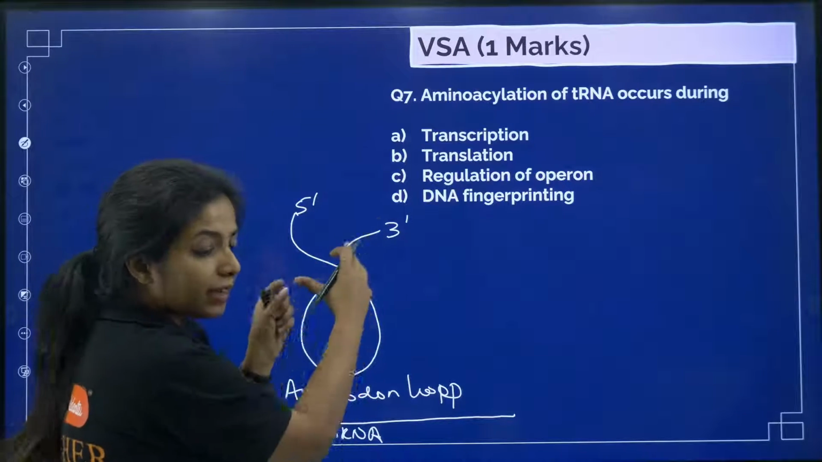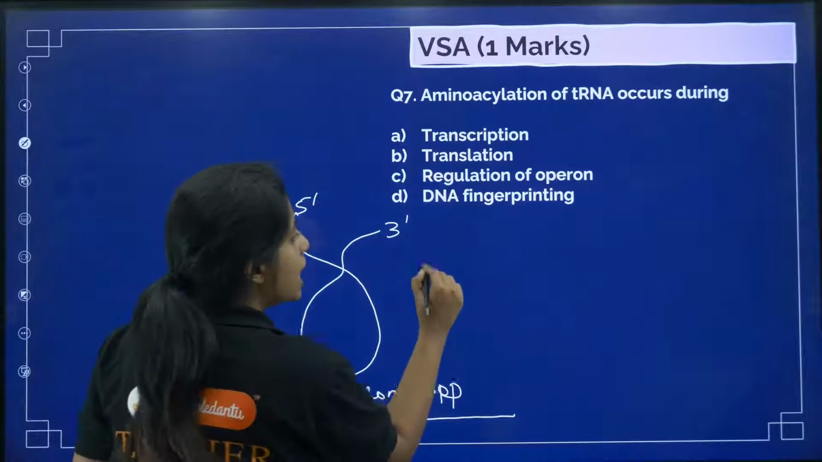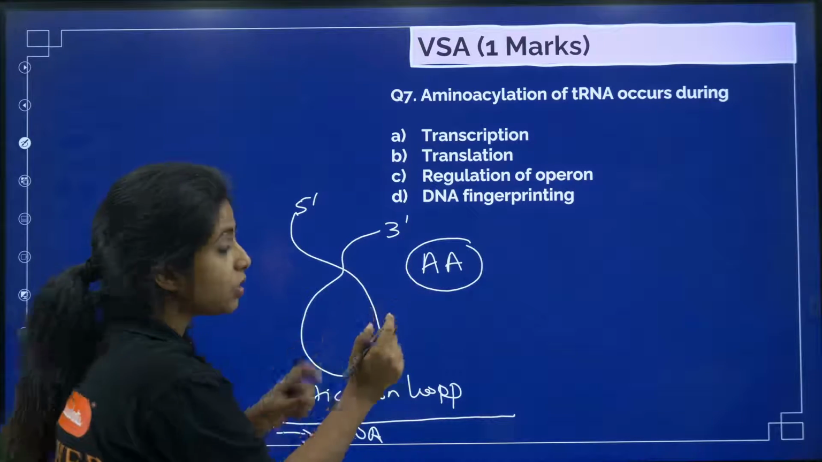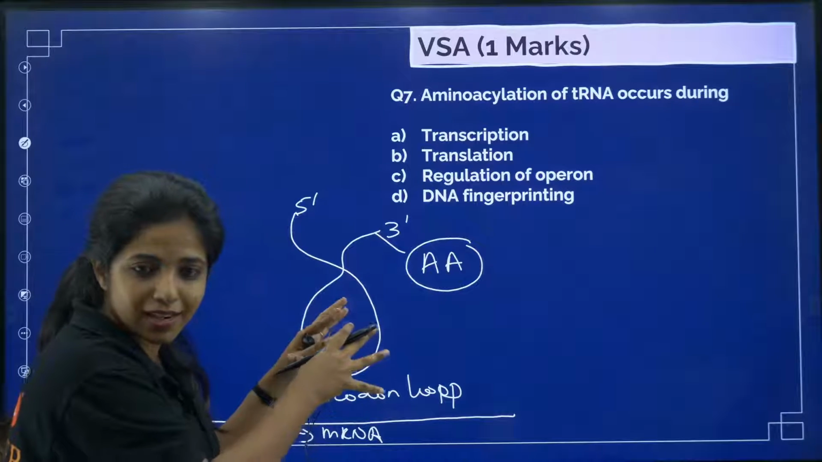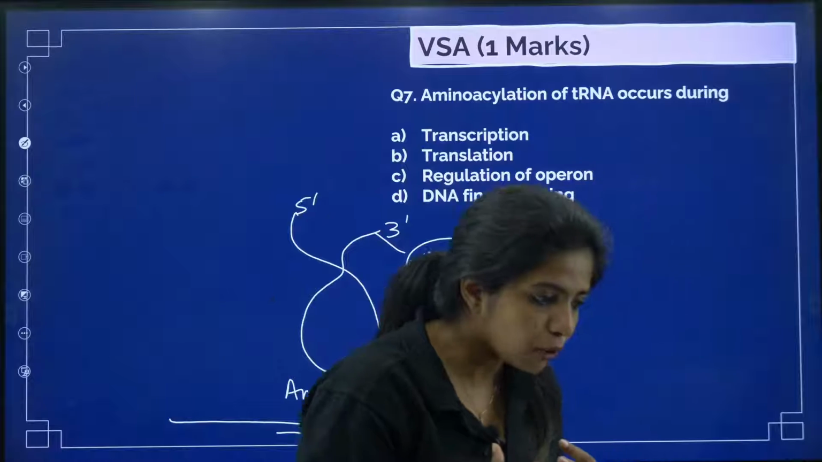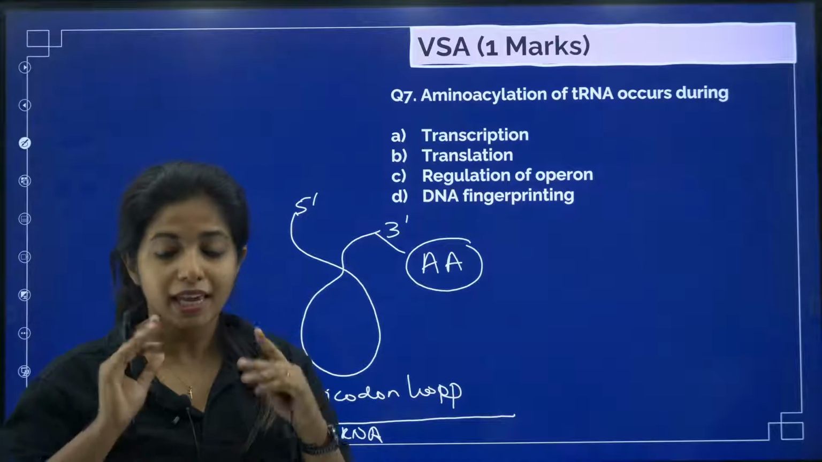Now, what is this tRNA actually doing over here? It has to carry amino acids. Each amino acid has to come and make a bond over here at the 3' end. This process is known as aminoacylation of tRNA, or you call it charging of tRNA, either way.